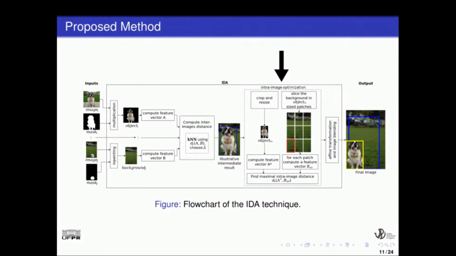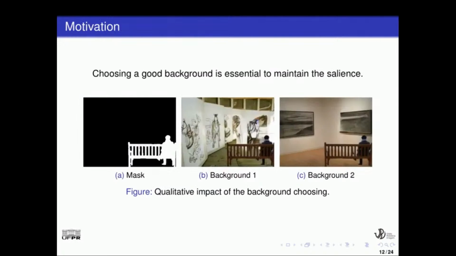This ensures that the object is placed in a position and size that enforces a difference so that the object remains salient on its new background. Finally, affine transformation is performed together with image blending to generate the final sample. Choosing a good background is essential to maintain the salience.